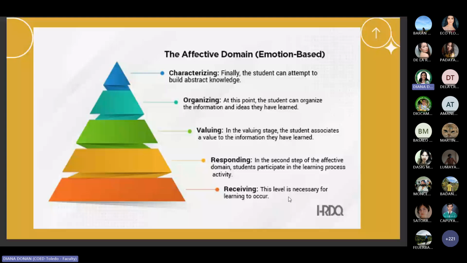So in conclusion, when we assess in the affective domain, we are not just measuring what the students know, but who they are becoming. Okay, so using Krathwohl's taxonomy, we can create meaningful assessment that helps students shape their attitudes, develop empathy, and build their character.